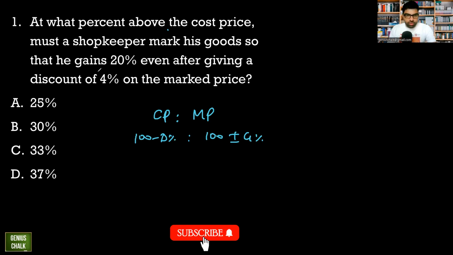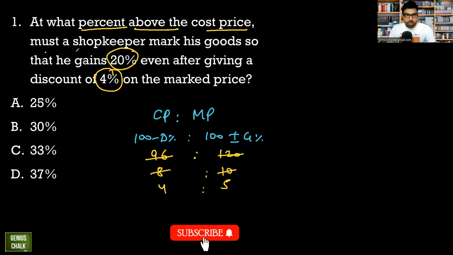So discount percent is 4. So 100 minus 4% is 96. 100 plus 20% is 120. Now, if you cancel it, 12 eights are 96, 12 tens are 120. 2 fours are 8, 2 fives are 10. 4 is to 5. Now, what is asked? At what percent above the cost price must be the mark price? You can see they are definitely asking the percentage increase.